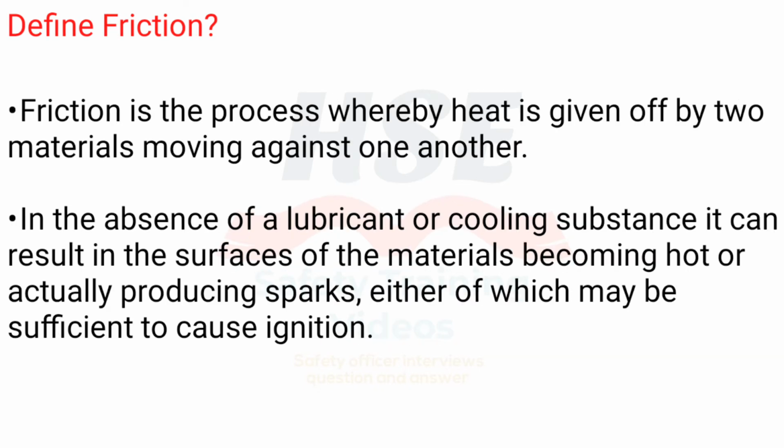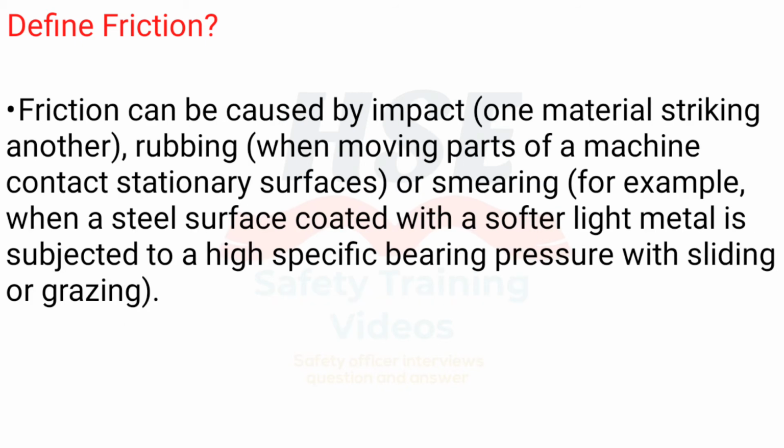Define friction. Friction is the process whereby heat is given off by two materials moving against one another. In the absence of a lubricant or cooling substance, it can result in the surfaces of the materials becoming hot or actually producing sparks, either of which may be sufficient to cause ignition.